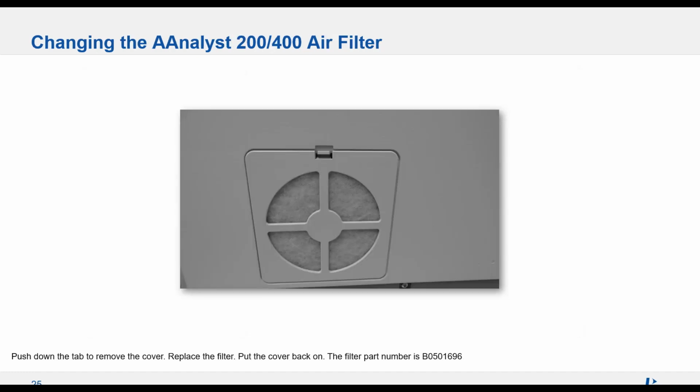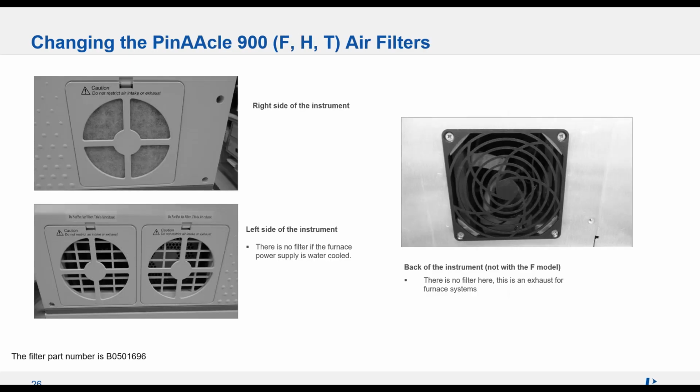All right, so this is showing you the filter on the 200-400. This is on the right-hand side of the system, and I have the part number designated here. You just pull down the tab and remove the cover. And again, it's always a good idea to keep the filters clean.